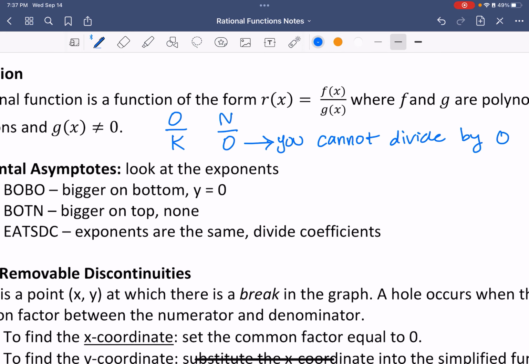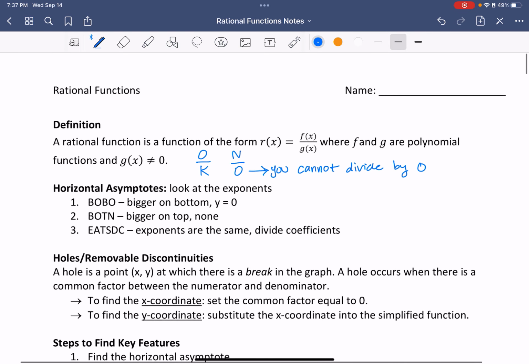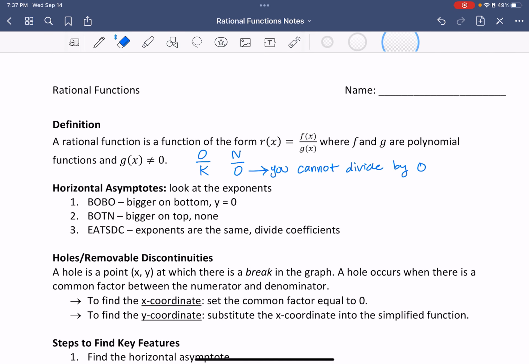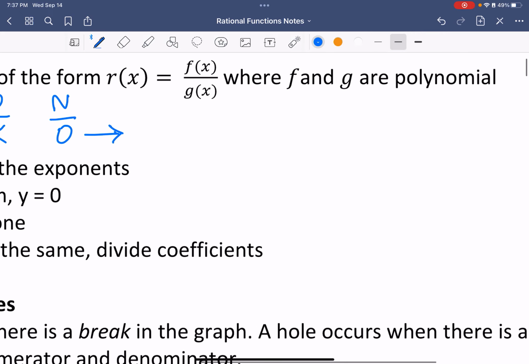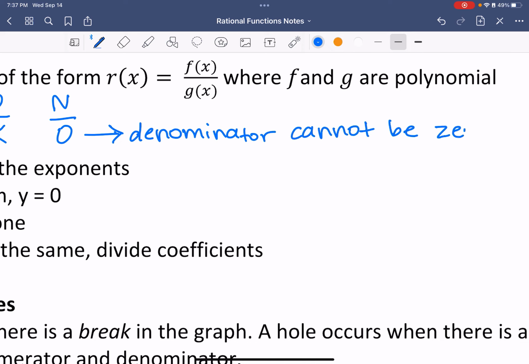Okay, so you can't divide by 0 at the bottom. Or maybe I should rewrite that. Hold on. Let me say it another way. That'll be more clear. Your denominator cannot be 0.